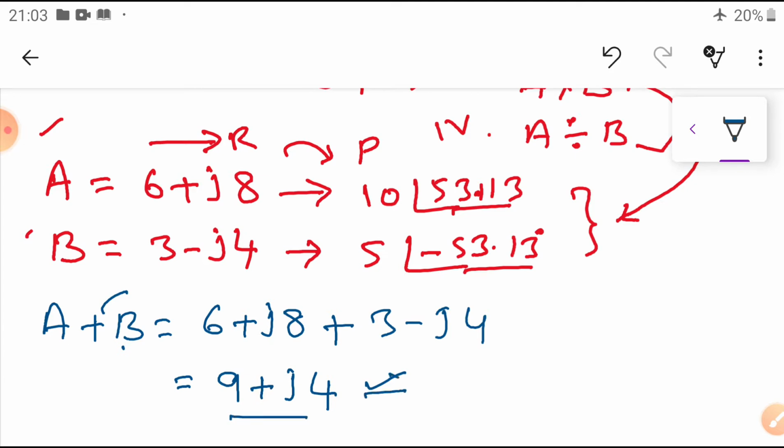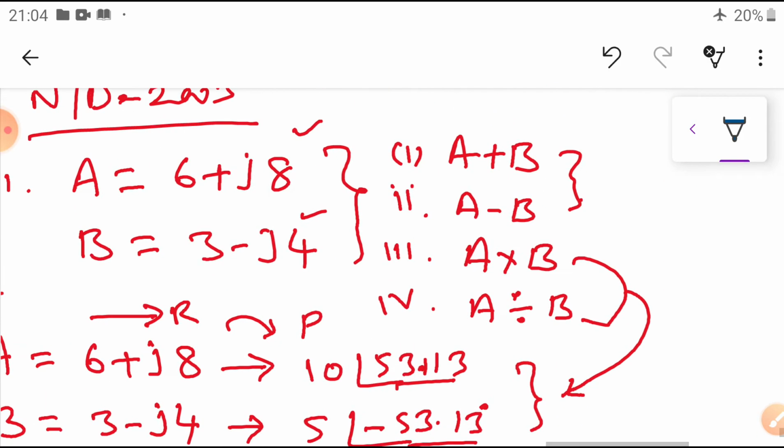We are asked for everything to be converted to polar form. In the calculator, just pressing rectangular to polar, you get it: 9.85 at an angle of 23.96. It is very easy, students, just a conversion with the scientific calculator. So for addition, I got 9 plus j4 and converted it to polar form: 9.85 is the magnitude and the angle is 23.96. Clear? The first part is over.